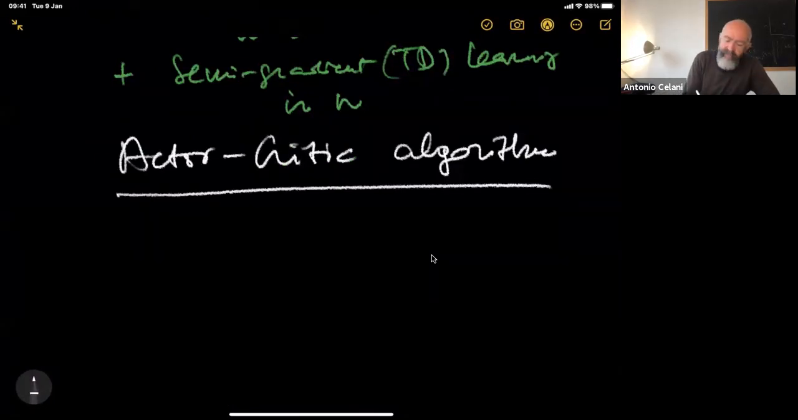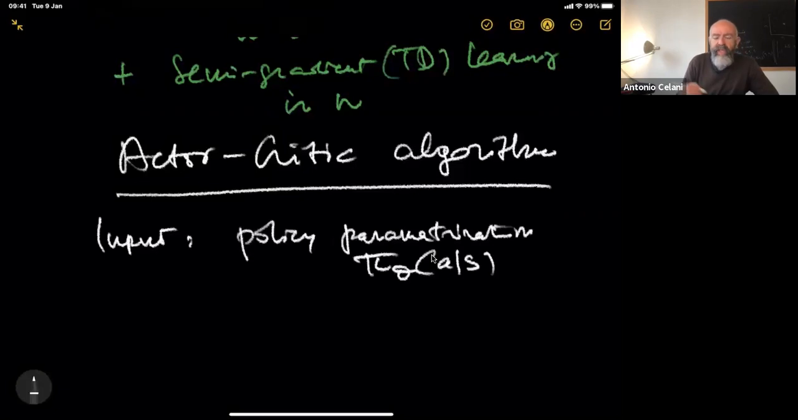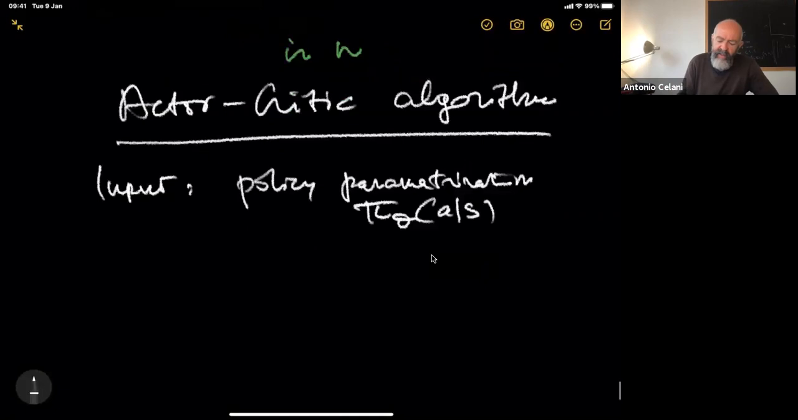So you have as an input the policy parameterization by theta, which has to be differentiable and positive. Otherwise you cannot perform derivatives, and you cannot perform derivatives of logarithms in particular. You cannot take logarithms.